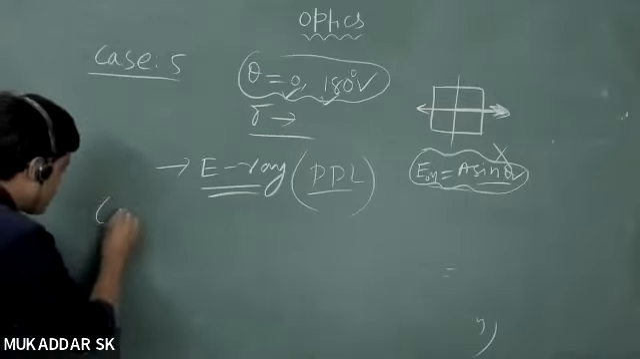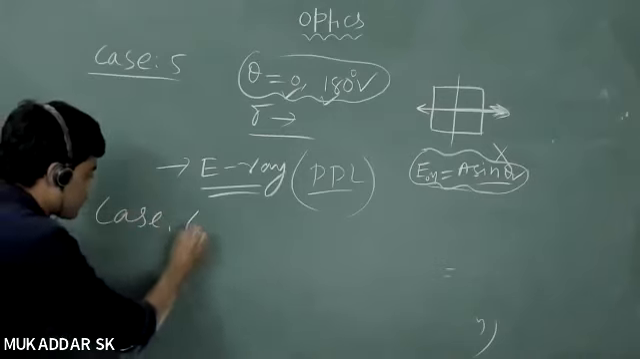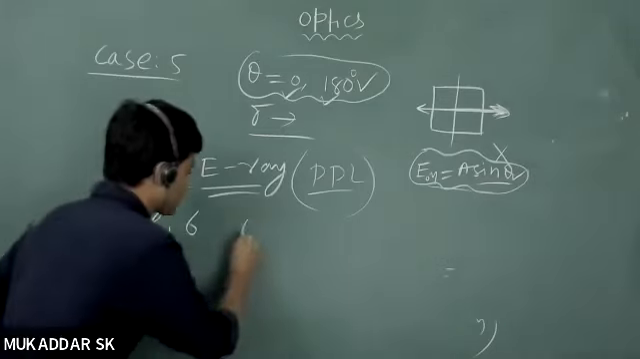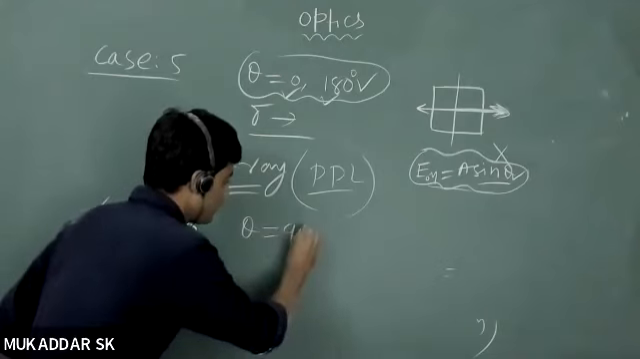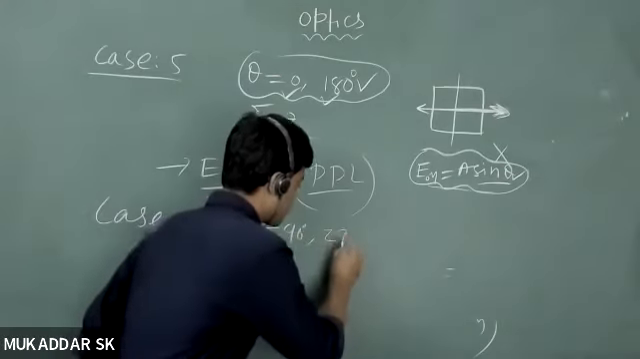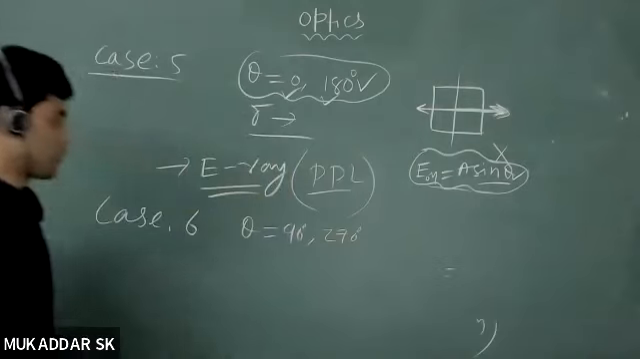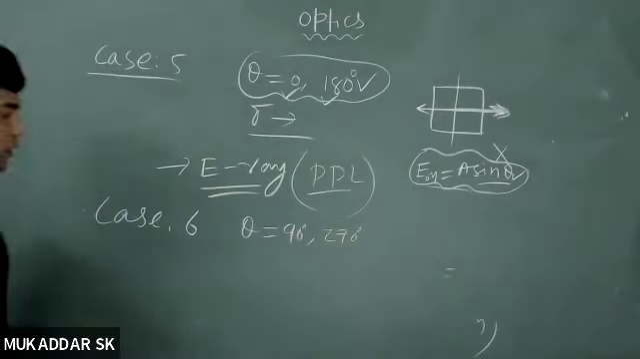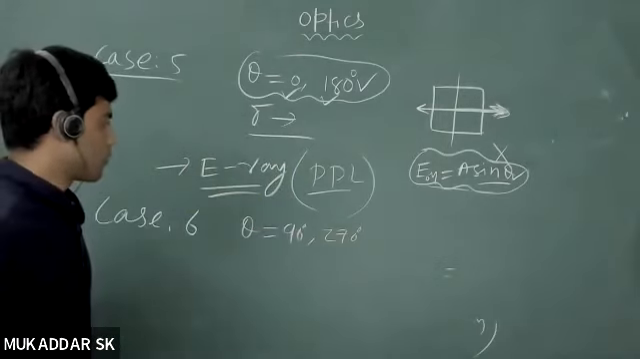Now, can you please tell me, in case 6, suppose theta is now either 90 degree or 270 degree. Can you please tell me what will be the state of polarization of the O ray?